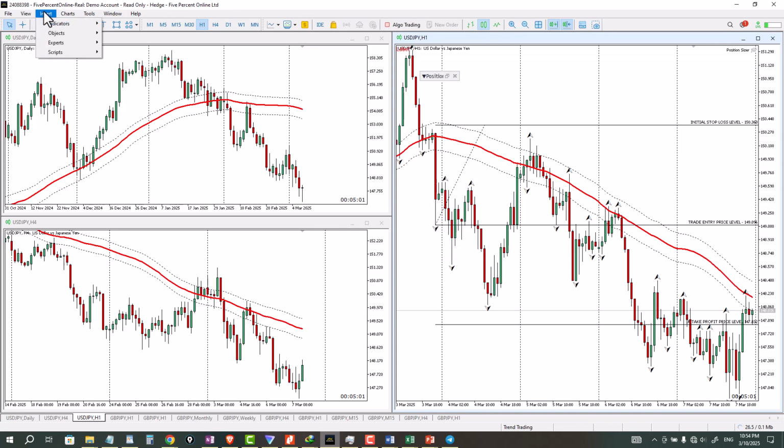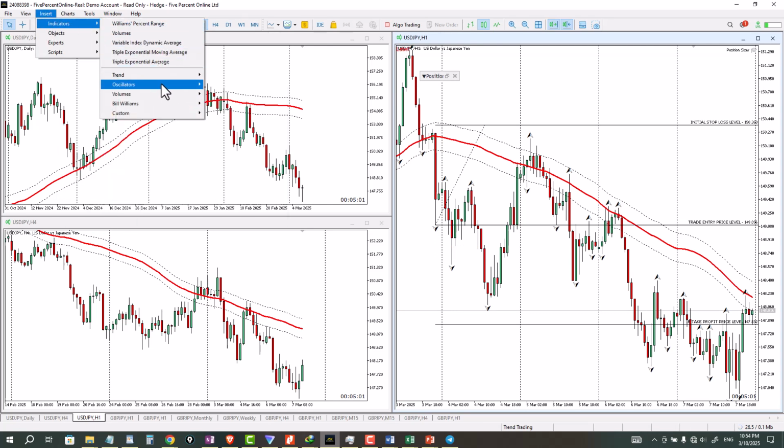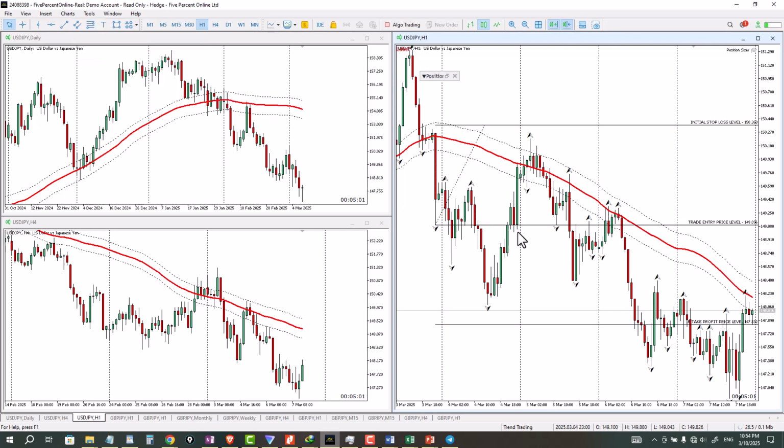If you want to add them to your charts, go to Insert, go to Indicators, the indicator category, and then under Bill Williams, you're going to see fractals. This is where you add the fractals indicator on your charts, okay? So what I use them for is to identify swing points or breakout areas on the price chart.